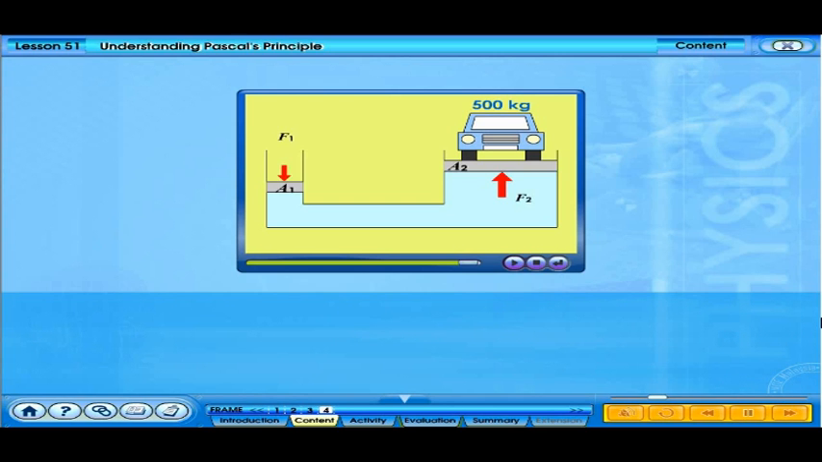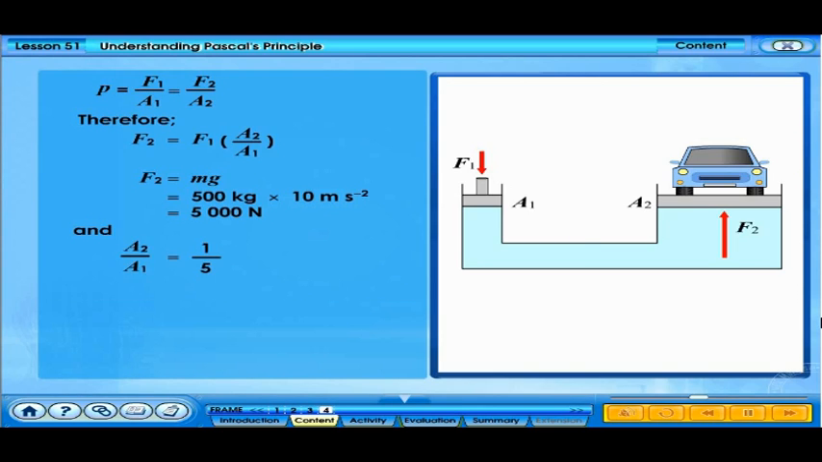According to Pascal's principle, the pressure applied at one point in an enclosed fluid is transmitted uniformly to every part of the fluid and to the walls of the container. So, the pressure at the two pistons is the same. P equals F1 over A1 equals F2 over A2. Therefore, F2 equals F1 times A2 over A1.